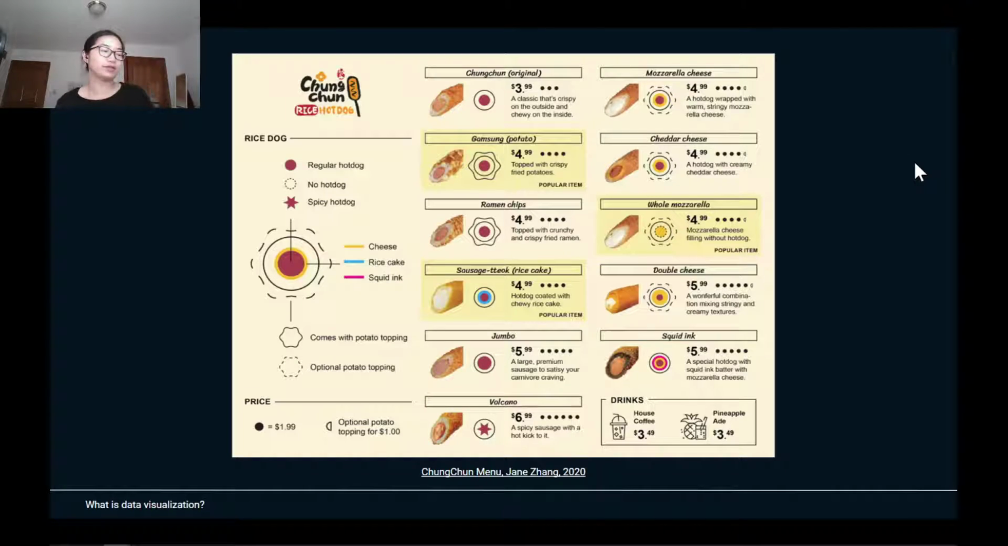And this one as well. This is something I made. It's a little unusual. It's an experiment I made where I integrated data visualization with a food menu. It's not necessarily measuring and quantifying something, but it's a way for people to compare different menu items.